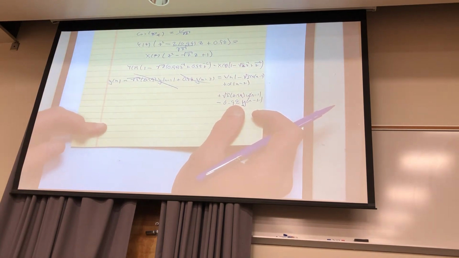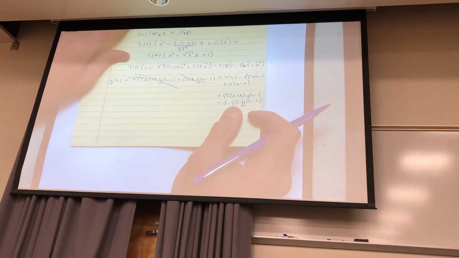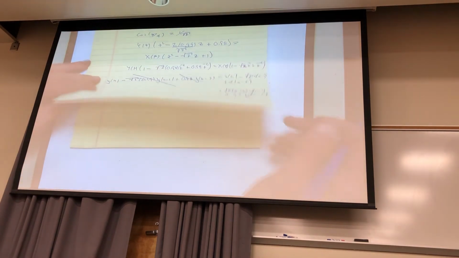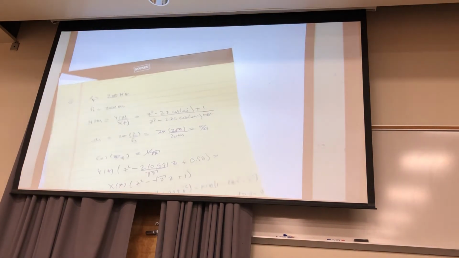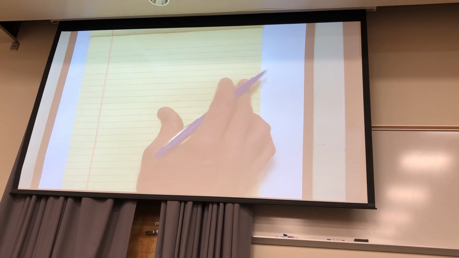Now, some people probably didn't put H(z) there. They just put Y(z) over X(z), and I understand that. But that's the general rule that we do. H(z) is the transfer function. It is a ratio of Y to X in the z domain.